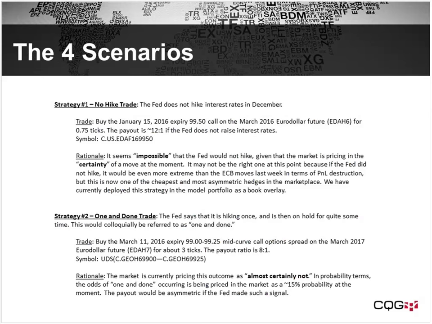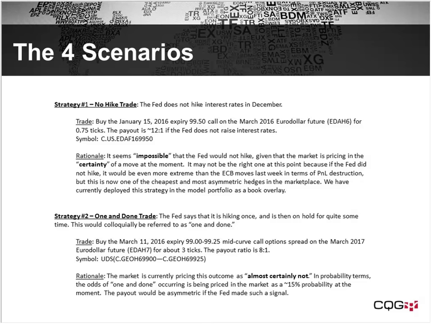So for example, on strategy one, what we call the no hike trade, the Fed's not going to hike interest rates today, okay? If you were to buy the January 15th, March Eurodollars, the 99.5 call strike, right? Again, it's Echo David Alpha Hotel 6 on your screens, right? For 0.75 ticks, and they don't hike rates today, our view is the payout's going to be 12-1 on that option. So you have a defined risk profile where you know exactly how much you can lose, and you have largely one of the most asymmetric setups in the marketplace, in a highly liquid place, using this Eurodollar option contract, okay?